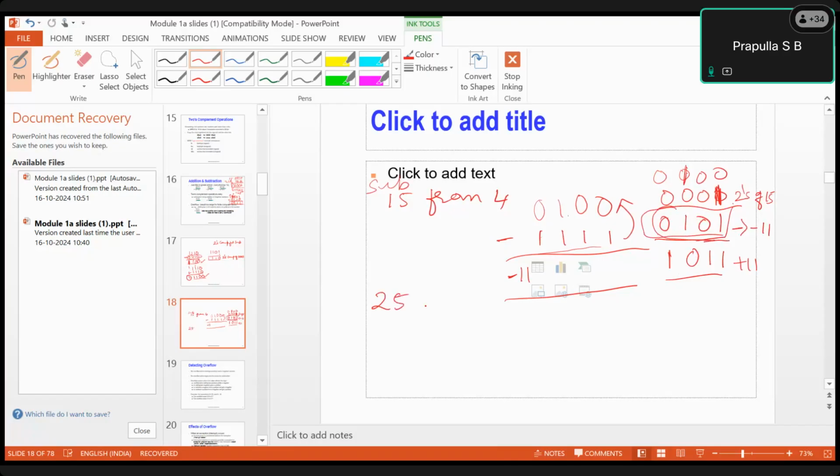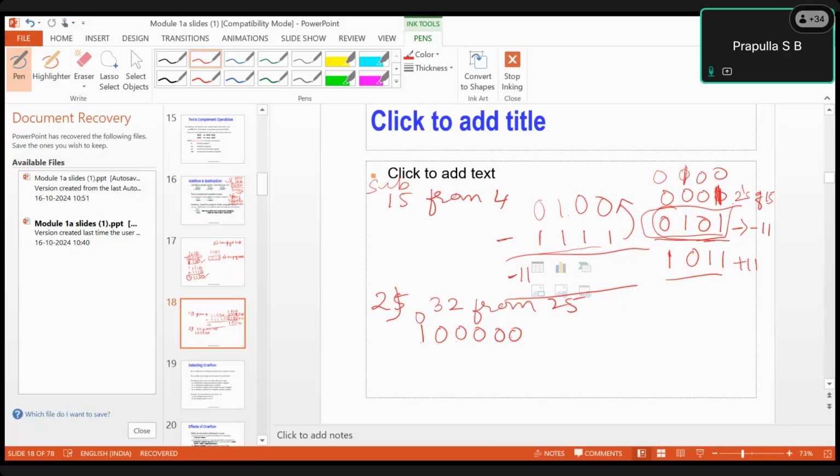Say, for example, I want to subtract 32 from 25. So 32, how do I represent? 1 0 0 0 0 0. This will be 32. 2 per 0, 2 per 1, 2 per 2, 2 per 3, 2 per 4, 2 per 5. 32 from 25. So how do I represent 25?